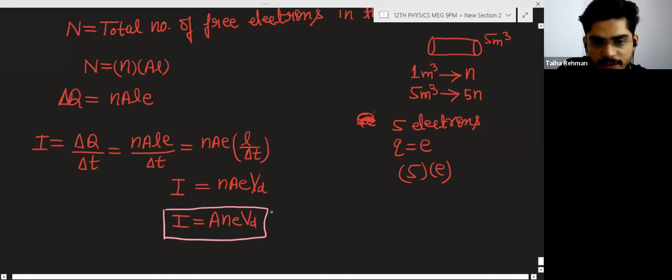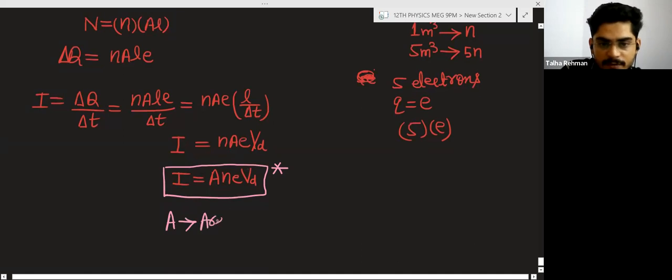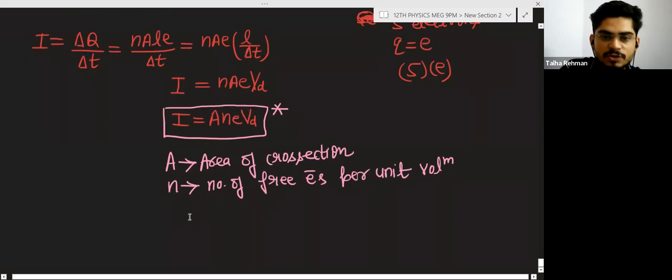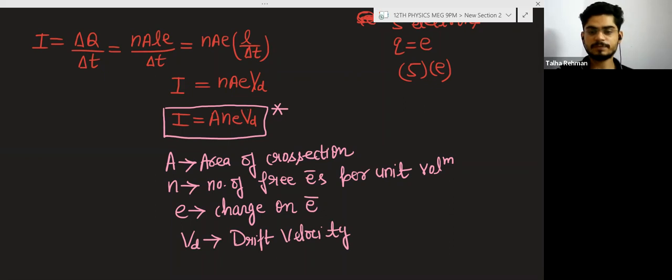You should remember this relation. A is the area of cross section, n is the number of free electrons per unit volume of the conductor, e is the magnitude of charge on the electron, and Vd is the drift velocity of the electron.